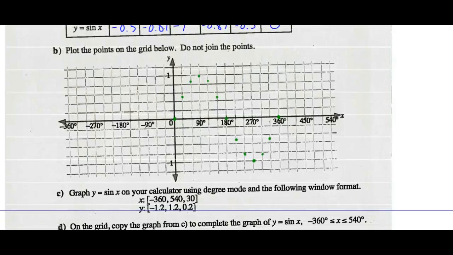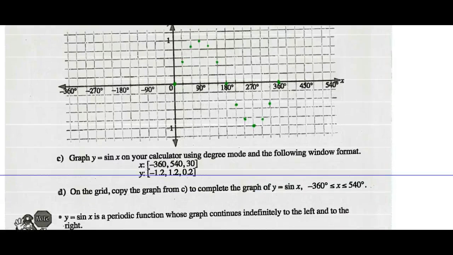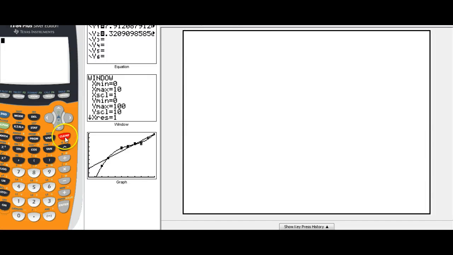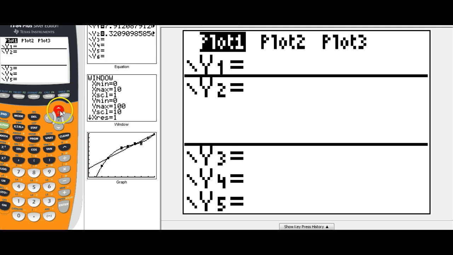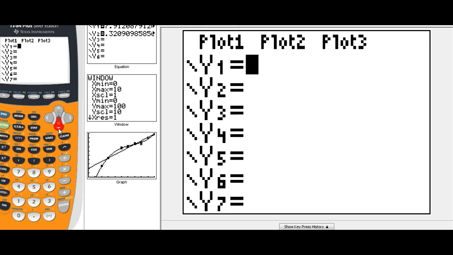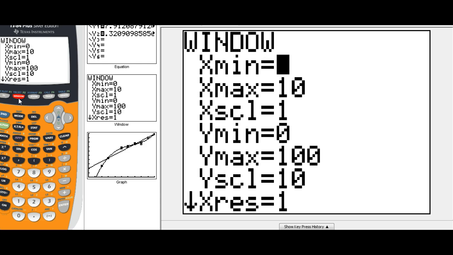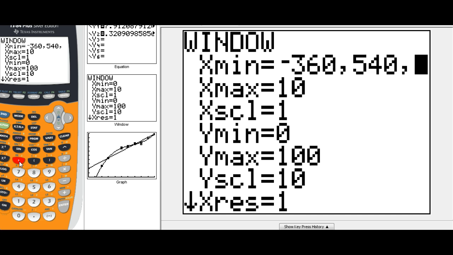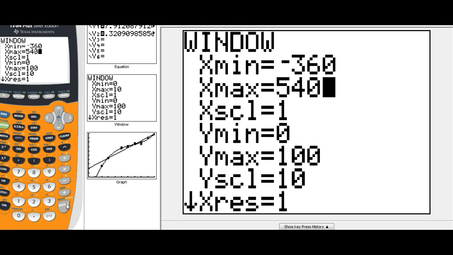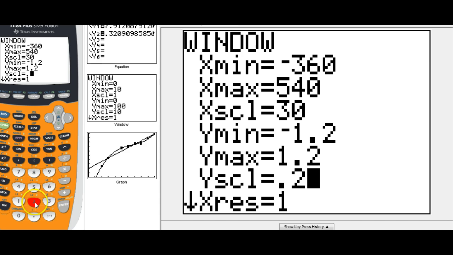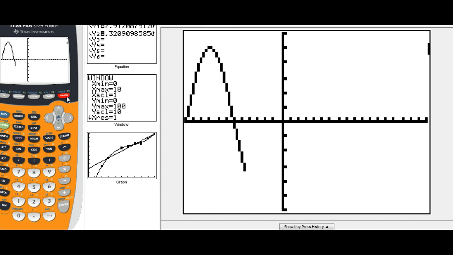Now it asks us to graph y equals sine x on our calculator in degree mode with the following window format. So let's do that. Go to your y equals screen. If you have anything there, let's clear it. If your plot's highlighted, turn it off by pressing enter. All right, so we want to graph the sine of x. And this is in degree mode. Great. Let's get our window setting. Our window setting says x is supposed to be from negative 360 to positive 540 by a scale of 30. And y is supposed to go from negative 1.2 to positive 1.2 by a scale of 0.2. And this will match up exactly to our graph then. So if you hit graph, this should look exactly like what we've got in our notes.